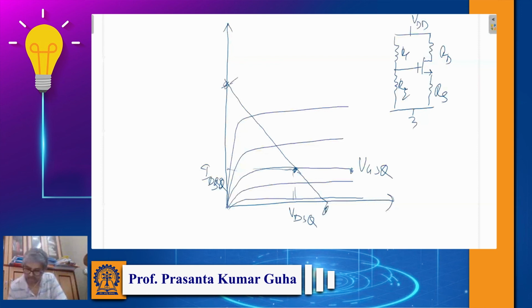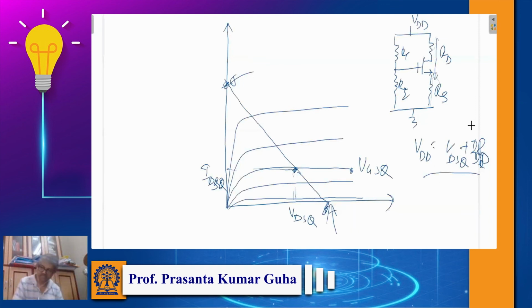Here again VDS will be 0 and here again IDS will be 0. That way you can find two points by writing the equation of the IDS. Here it is up to you. You can consider the effect of RDS or without RDS. If there is no RDS, you can straight away write VDD equal to VDS Q plus IDS Q RD if there is no RS, and you can straight away draw that load line by considering in one case VDS equal to 0 and in another case IDS equal to 0, and so on.